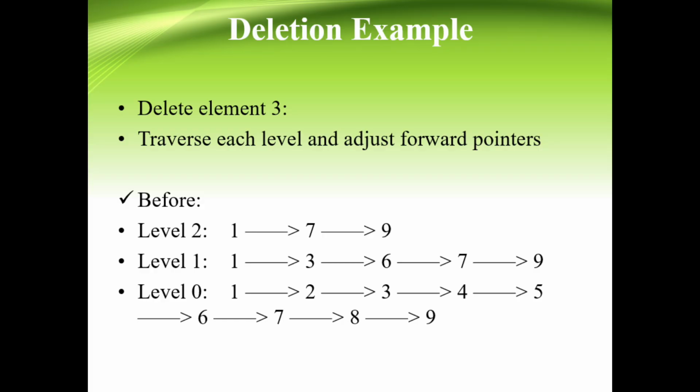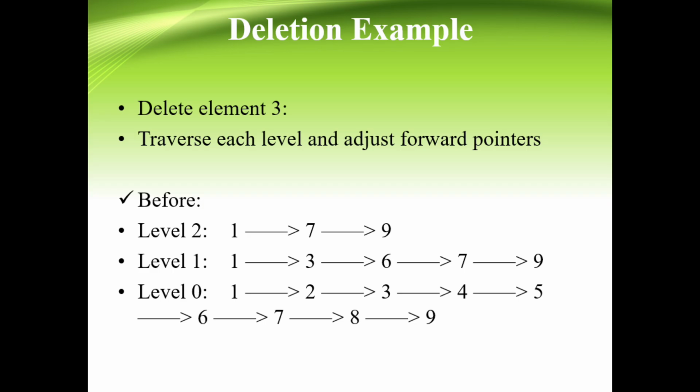Look at this list before deletion. Level 2 contains 1, 7 and 9, level 1 contains 1, 3, 6, 7 and 9, and level 0 contains 1, 2, 3, 4, 5, 6, 7, 8, 9. At level 1 and level 0, the number 3 exists, so we update the forward pointers of the previous nodes to bypass the 3 and point to the next node. At level 2, 3 doesn't exist, so no changes are needed. By doing this at every level, 3 is completely removed from the structure.